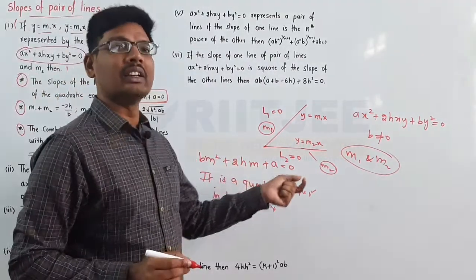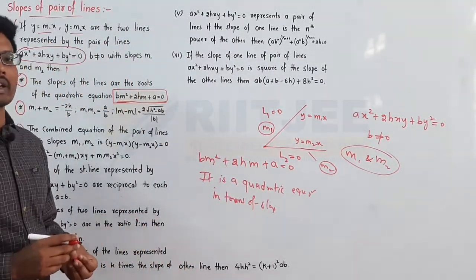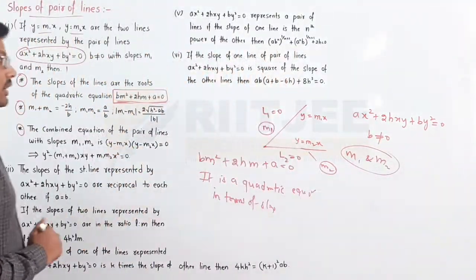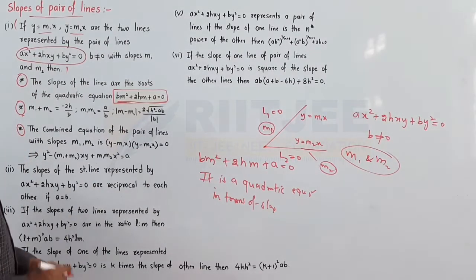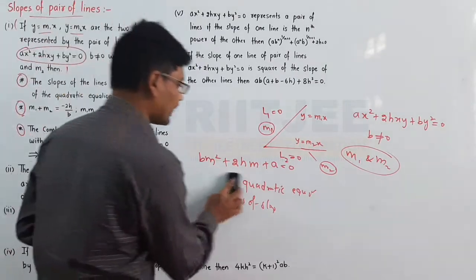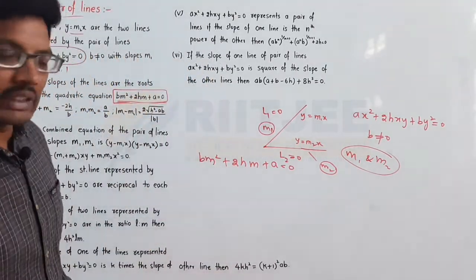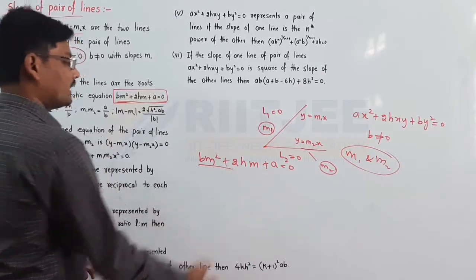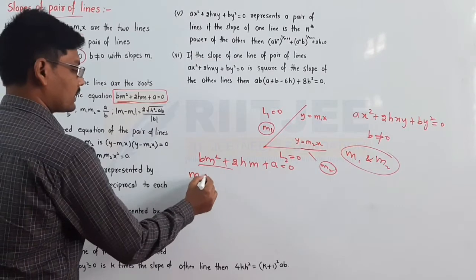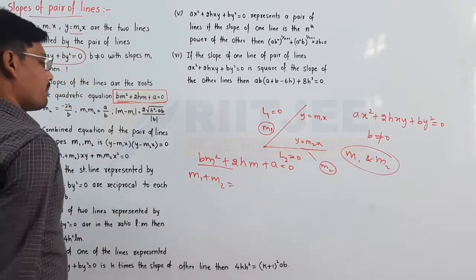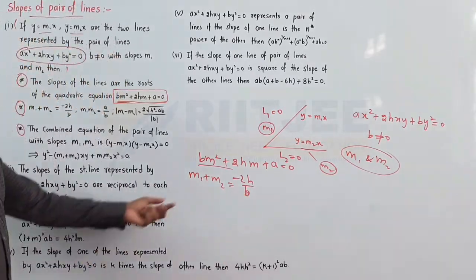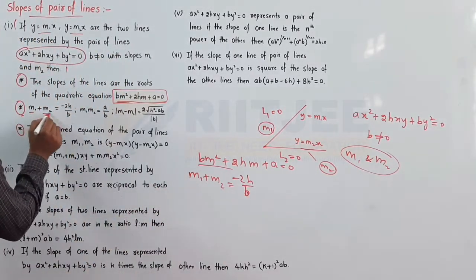If the slope is given, the quadratic expression for the pair of straight lines is ax square plus 2hxy plus by square is equal to 0. This is the first point. And the second point: m1 plus m2, this is the quadratic equation he has given. For this quadratic equation, the sum of the roots m1 plus m2 is equal to minus 2h by b. This is nothing but the sum of the roots.